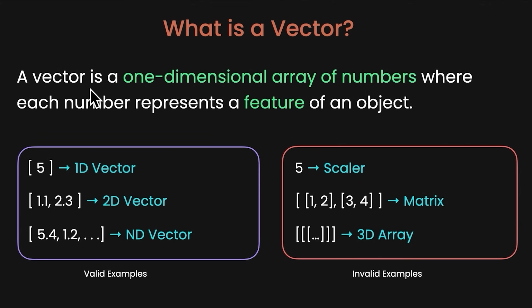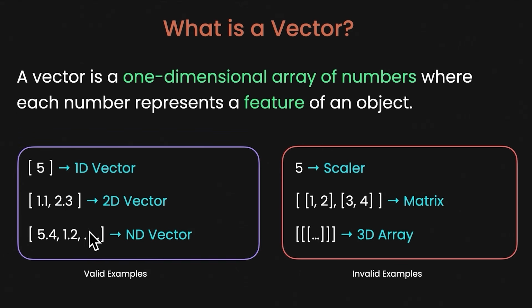In machine learning, a vector is a one-dimensional array of numbers, where each number represents a feature of an object. That's the definition of a vector in machine learning and vector databases. Now let's look at a few examples to solidify this concept. These are all valid examples of vectors. This is a one-dimensional vector. Similarly, this is a two-dimensional vector, and this is an n-dimensional vector.